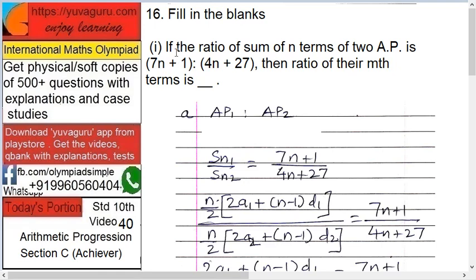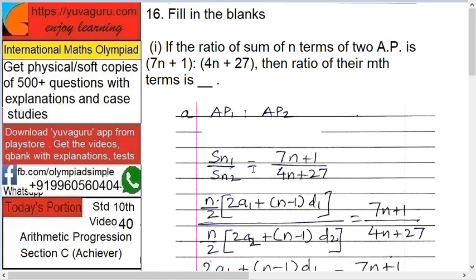There are three sub questions to it. If the ratio of the sum of n terms of two APs is (7n + 1) to (4n + 27), find the ratio of the mth terms. See here, understand what is given. Sum of the n terms means the ratio is of the sum, and then what we want is the ratio of the mth terms. So AP1 is to AP2, that's what the question is.